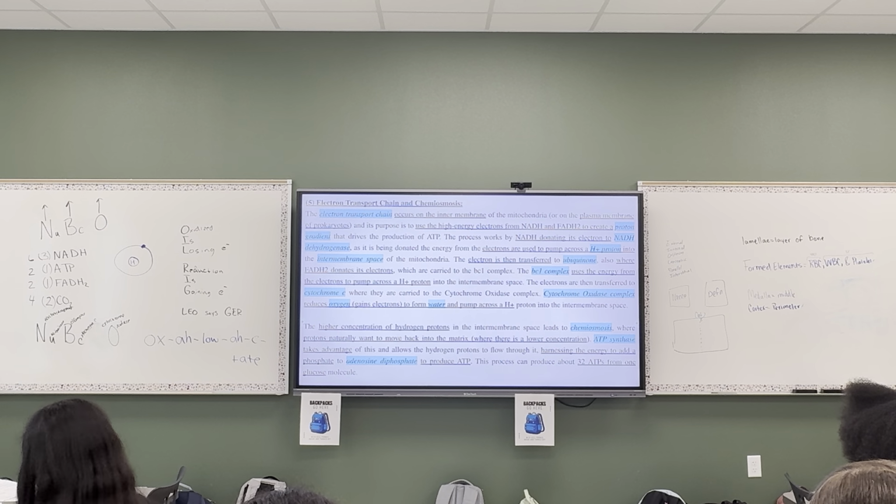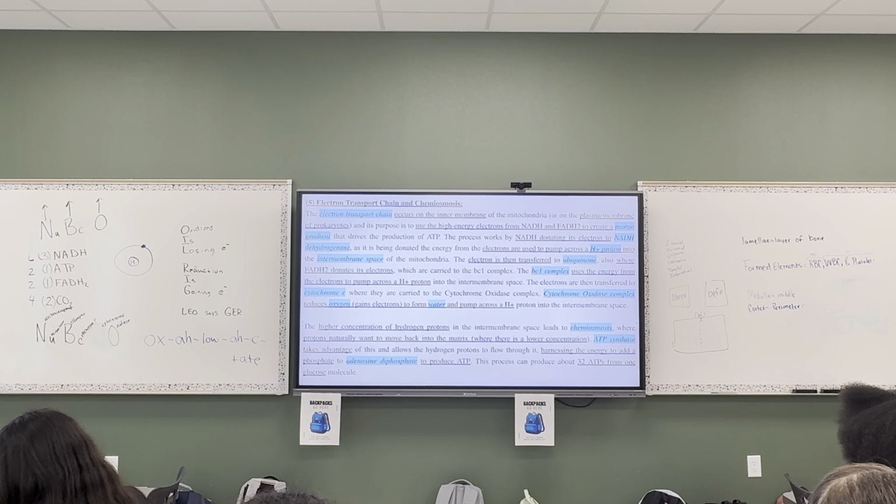The second paragraph. The higher concentration of hydrogen protons in the inner membrane space leads to chemiosmosis, where protons naturally want to move back into the matrix, where there is a low concentration. ATP synthesis takes advantage of this and allows the hydrogen protons to flow through it. Right there. So, chemiosmosis. It's like osmosis, but not with water, with hydrogen protons. Okay? Emily, go ahead and continue on, please.